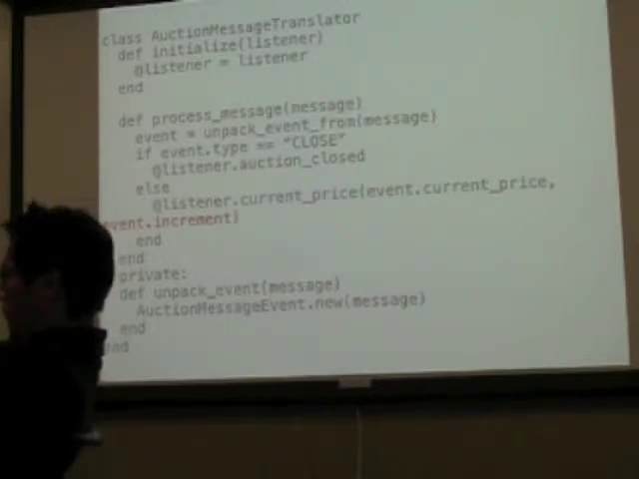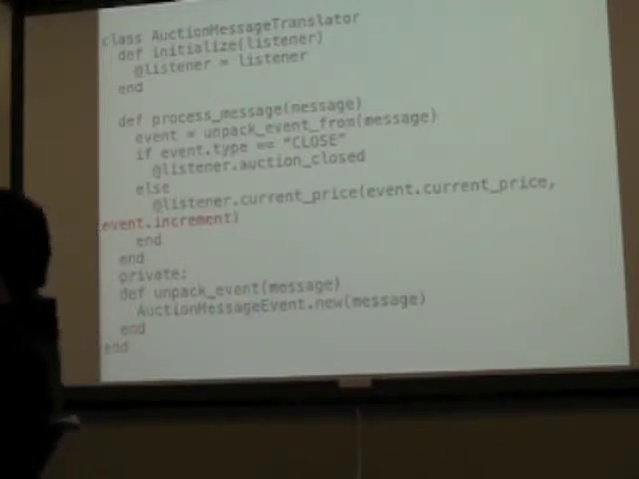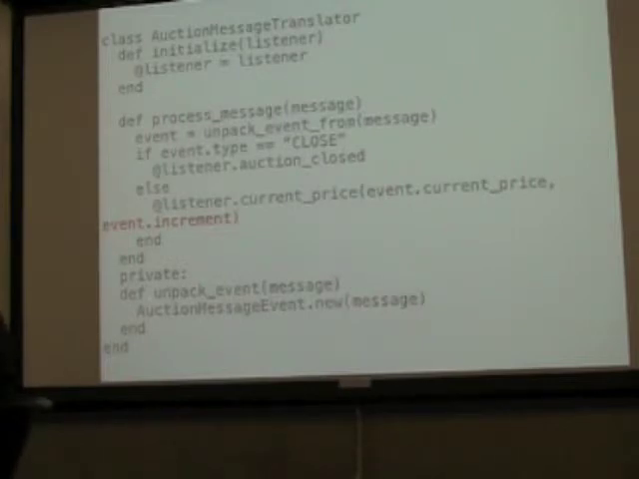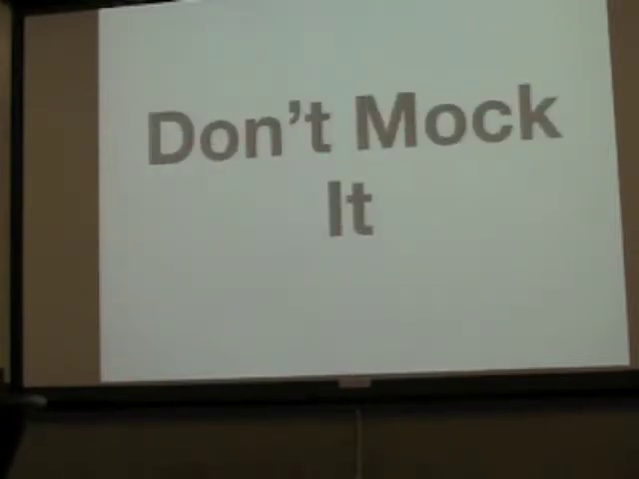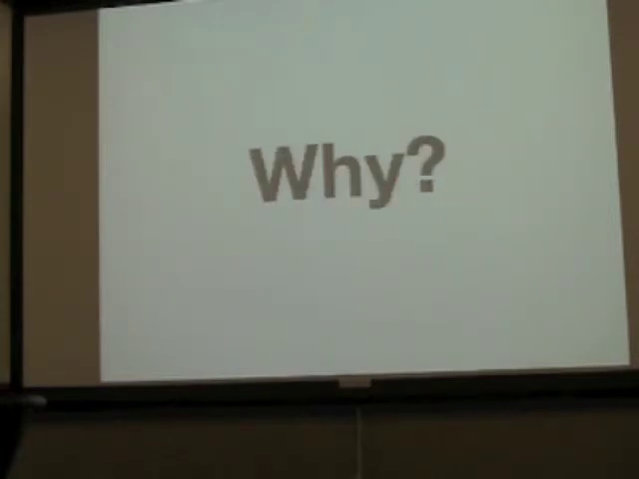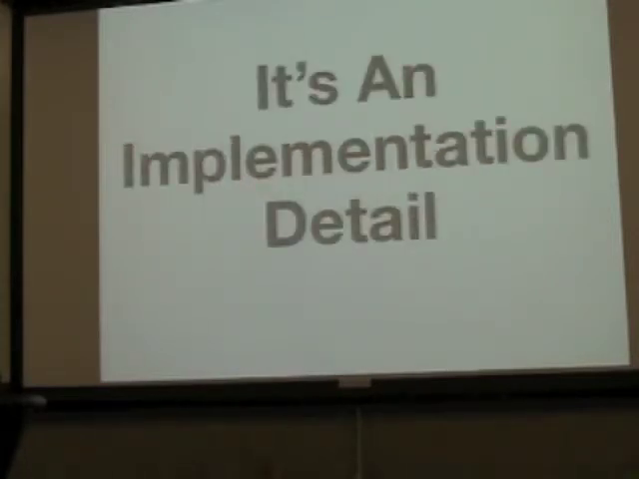We want to draw the barrier of encapsulation outside of that object. Anybody who's going to use the auction message translator should not need to know that auction message event even exists. All it needs to know is the interface that it can send the messages to and the events that potentially come out of it. And so it's an internal object. We don't want to mock it. We don't want to stub it. Why? Because it's an implementation detail. If we change the implementation, this object is going to change. And so anything that is inside of that barrier of encapsulation, we want to respect that object's encapsulation and not reach in and change it.